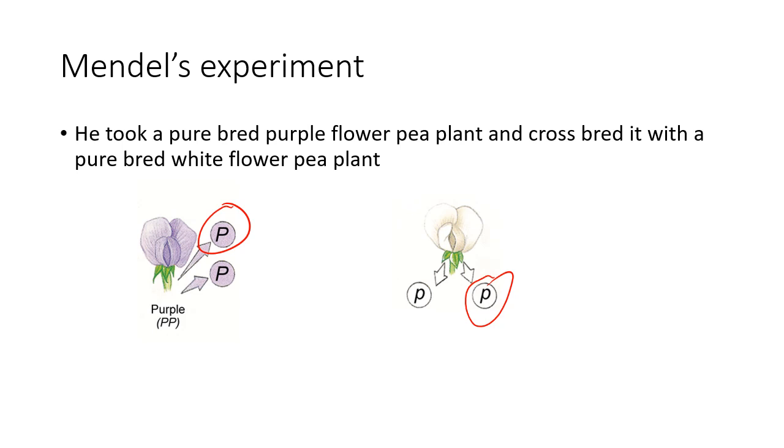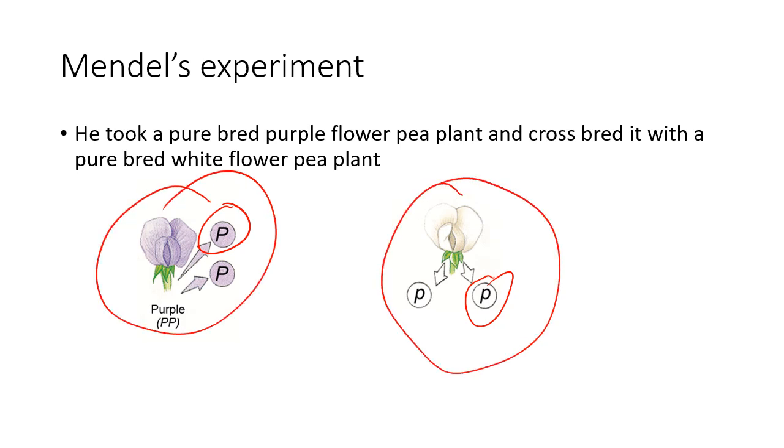So just to recap what we've already heard: when he bred these two things together, he found that the only type of flower that they made was purple. And it wasn't until the generation after that that he saw about 25% of those flowers were white again. So we're going to figure out why that was the case.